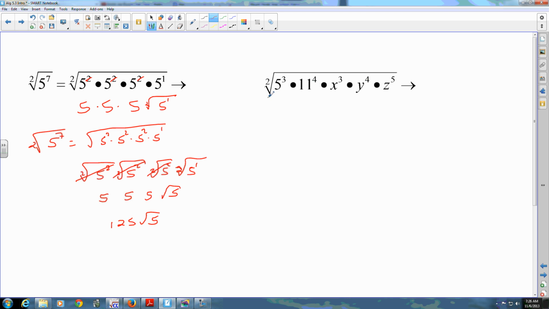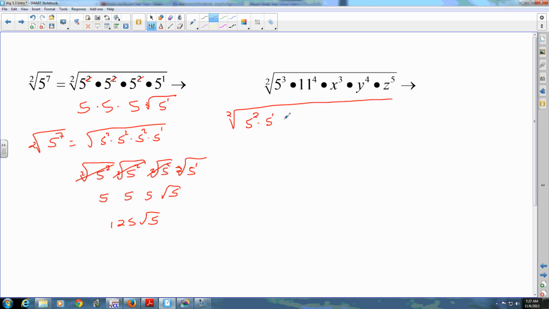Okay? When you have one that looks like this, you can do the same thing. I'm going to break these apart so the power matches the root. Whoops, it's not a cube root. It's a square root. 5 cubed could be 5 squared. Again, I'm choosing a square so it matches the root, times 5 to the first.